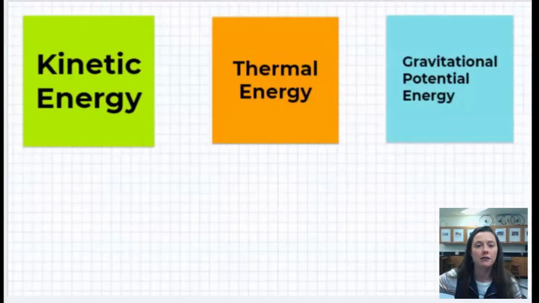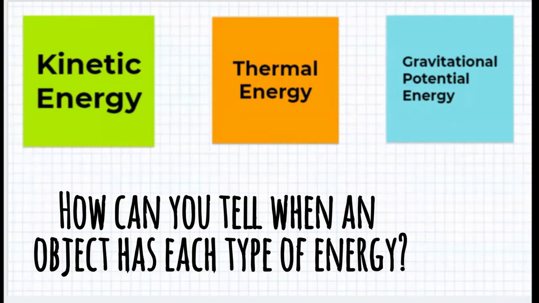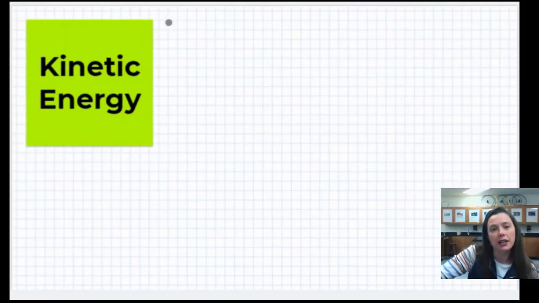The three main types of energy we saw in the simulation are listed here: kinetic energy, thermal energy, and gravitational potential energy. Take a minute and think about how you can tell an object would have each of these forms of energy. Let's look at kinetic energy first.